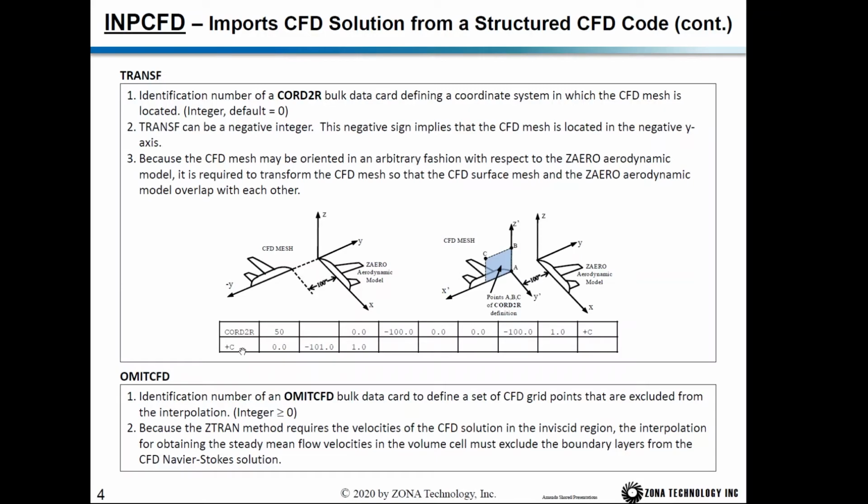And the OMI CFD refers to an OMI CFD car to define a set of CFD grid points that are excluded from the interpolation. This is because the Z-Tran method requires the velocity of the CFD solution in the inviscid region. The interpolation for obtaining the steady mean flow velocity in the volume cell must exclude the boundary layer from the Navier-Stokes solution.